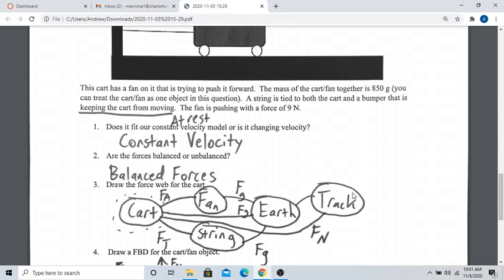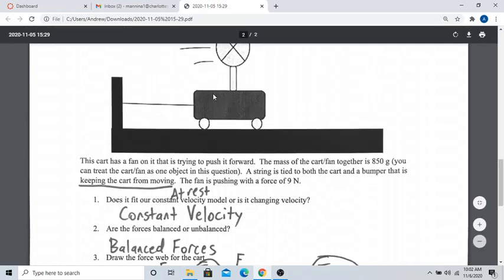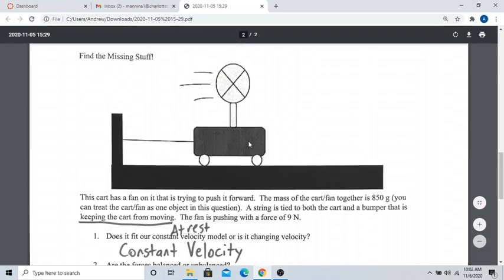So the next question is, draw an FBD for the cart and fan. Basically, we're going to treat the cart and the fan as one object here, and we draw the FBD. So we want to think about what forces could be acting on this cart-fan. Well, the first one is that gravity is going to be pulling down on this thing, so there's going to be an FG going down. And it's not falling through the track, so there has to be a normal force going up.